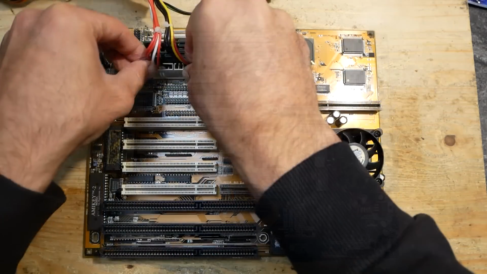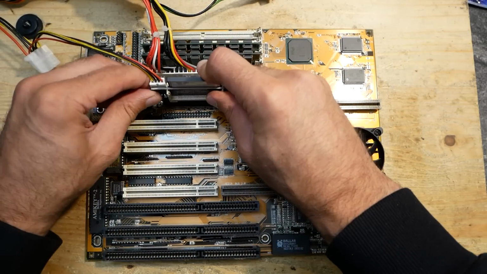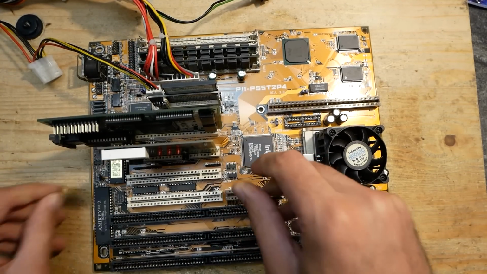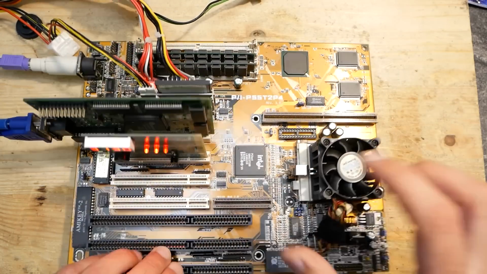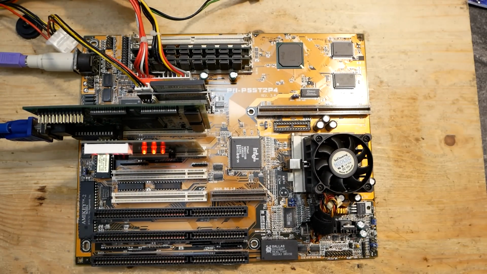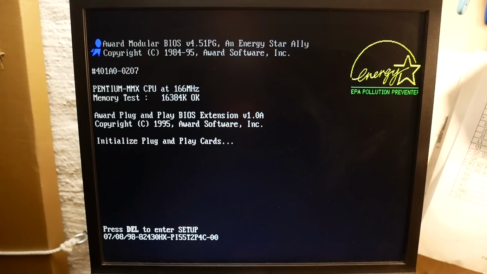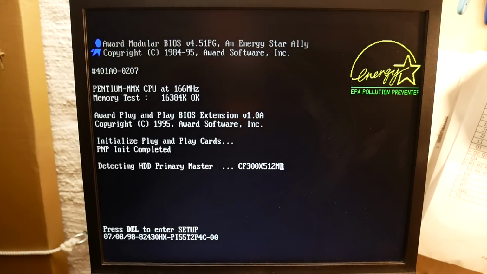There are no shorts. And the post codes are running nice. Most probably another board which just works. And we have a picture, and the compact flash card has been also detected.